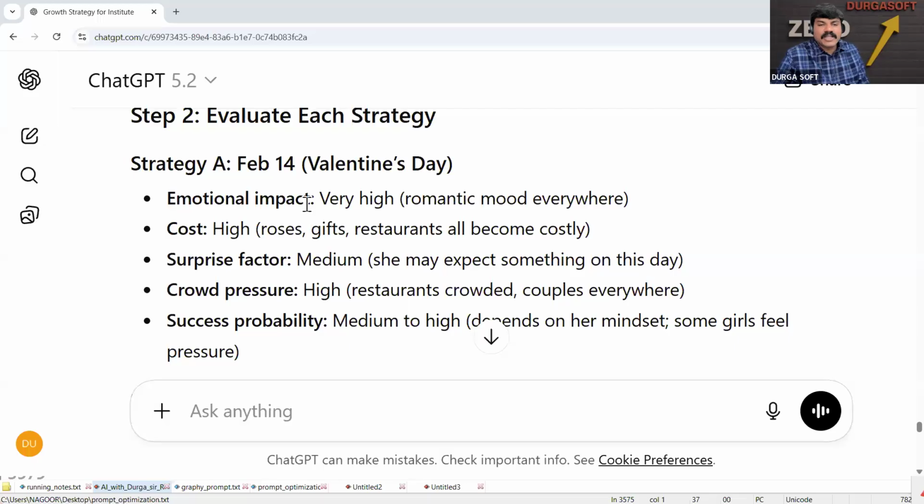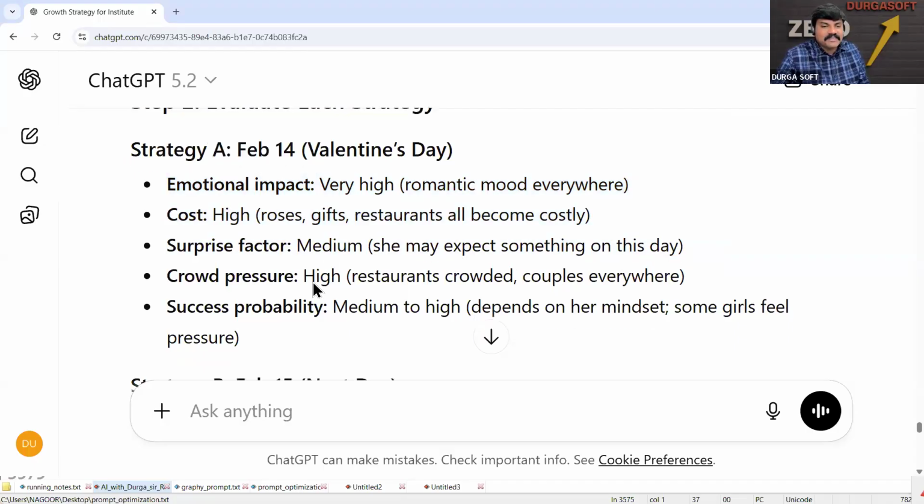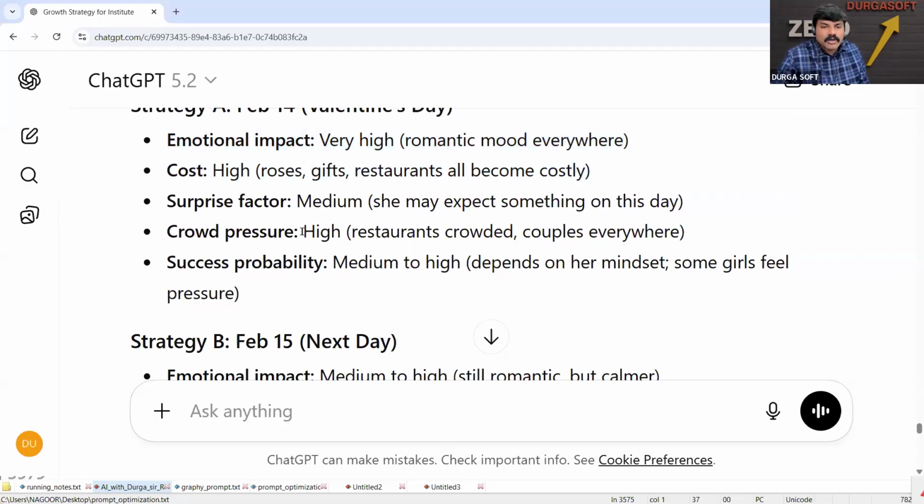So strategy A, emotional impact very high. Romantic mood everywhere. Cost is high. Next, surprise factor, medium. She may expect something on this day. Next, crowd pressure, high. Success probability, medium to high. Success probability depends on our mindset. Some girls feel pressure.